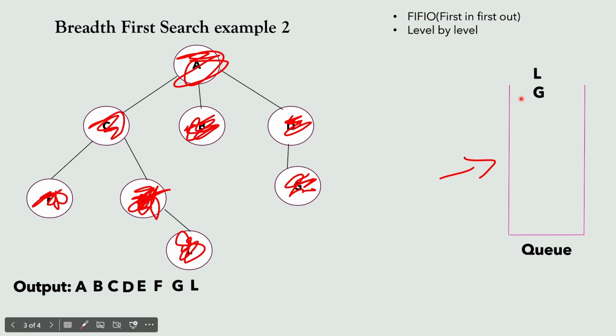Now in the queue we have F, no other node in F. We take it out. G doesn't have any node left also. There is no other node to visit, that's why we take it off from the queue. Finally, we have L. L doesn't have anyone, so that's why we take it off.